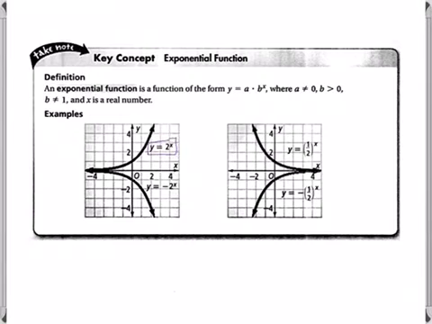This one represents y equals 2 to the x. Here we have y equals negative 2 to the x. They're flips of one another. Here we have y equals 1/2 to the x and y equals negative 1/2 to the x.